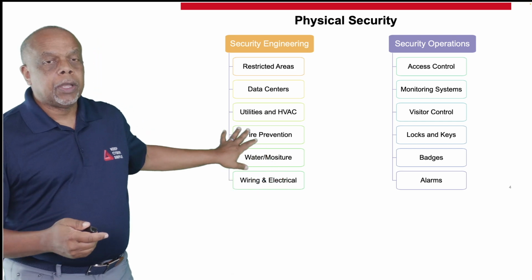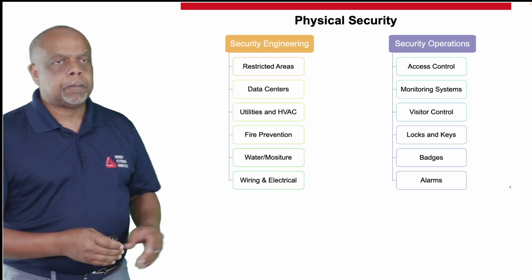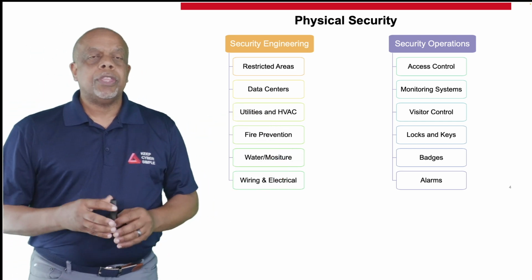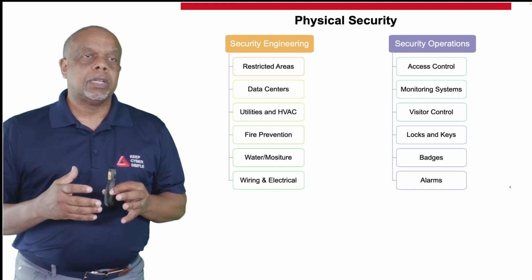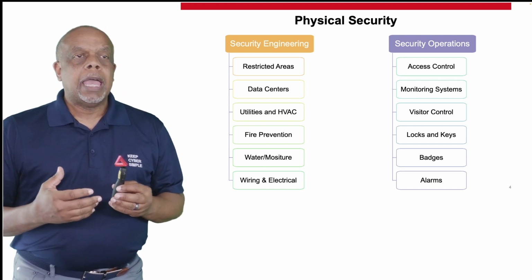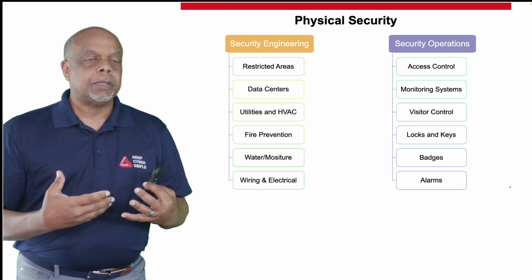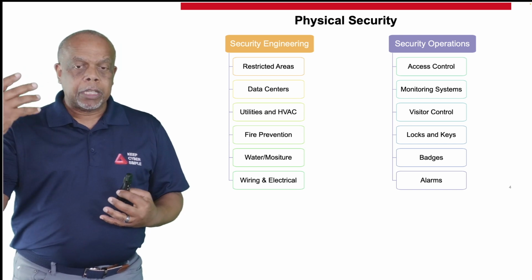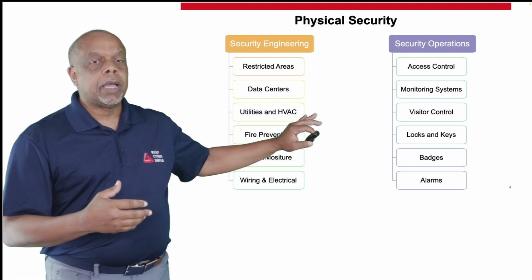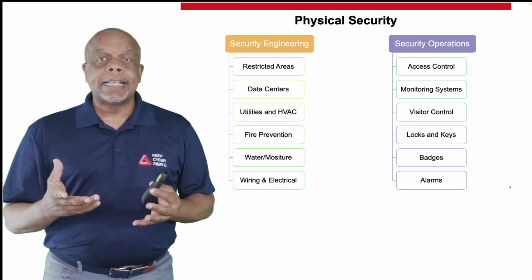Now here's a big one: utilities and HVAC, your heating, ventilation, and air conditioning. These are very critical areas when it comes to understanding security within your facility. How do utilities get in and out of a building? Airflow, humidity, all of these things are controlled by your HVAC systems. Who has access to those?